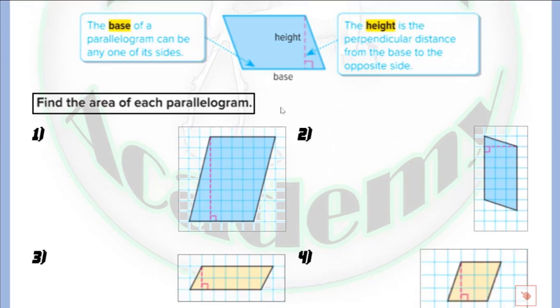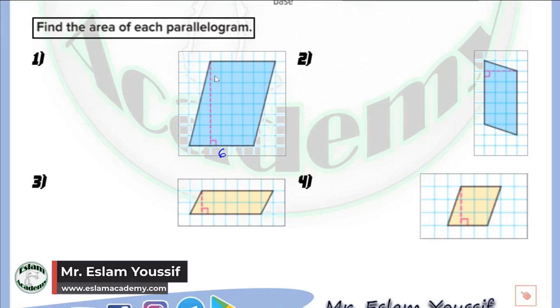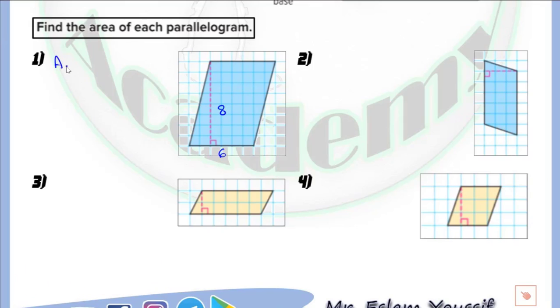So in question number 1, we need to find the area. First, we need to find the length of the base. By counting, you will find that we have 6 units. Now we need to find the length of the height. By counting the number of squares, it equals 8. So the area of the parallelogram equals the length of the base multiplied by the length of the height. So it equals 6 multiplied by 8, which equals 48 square units.